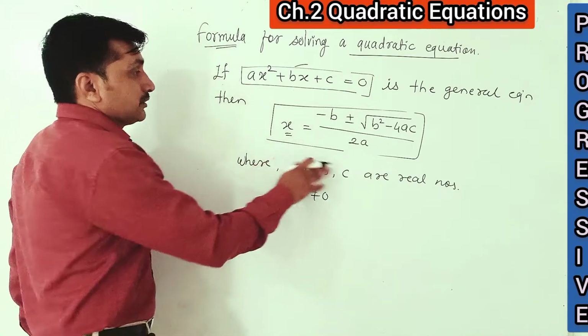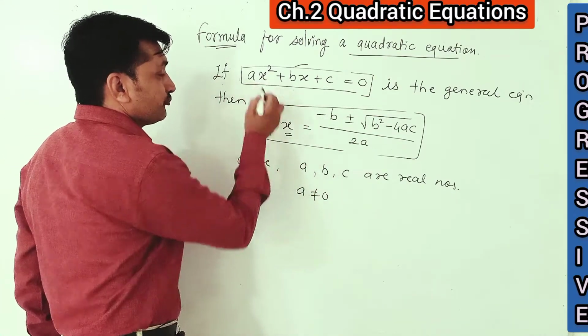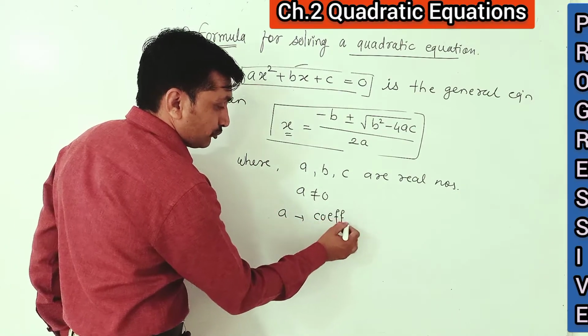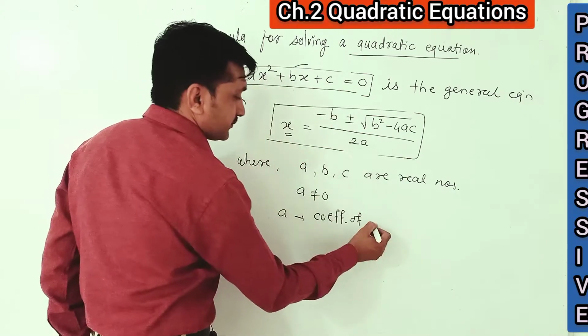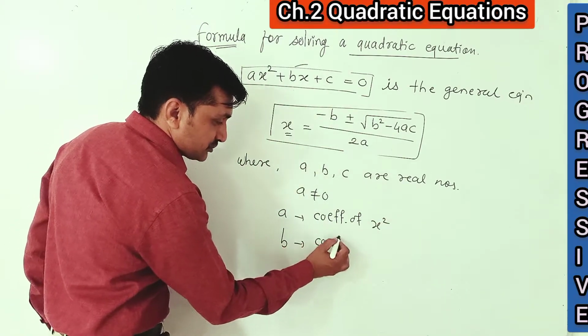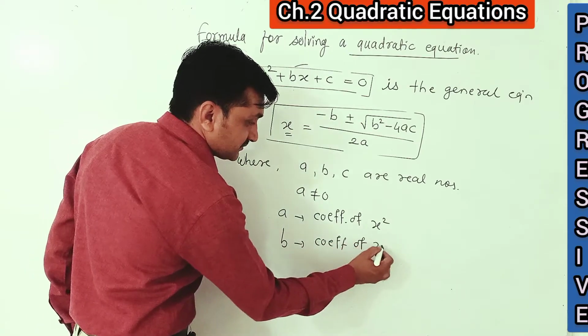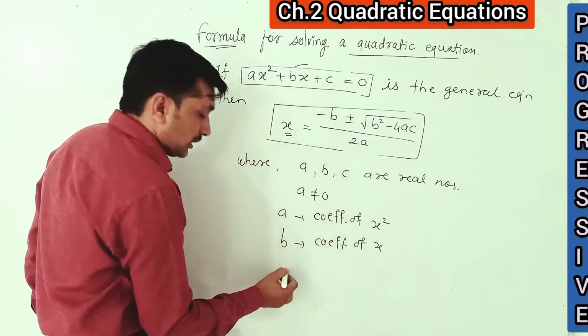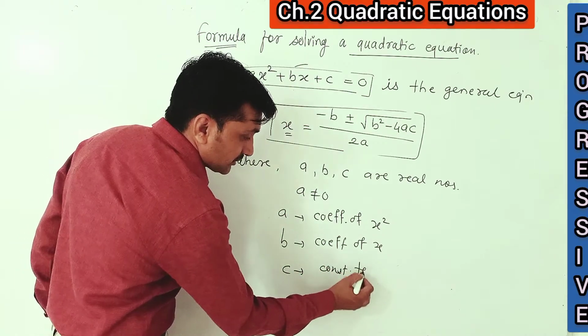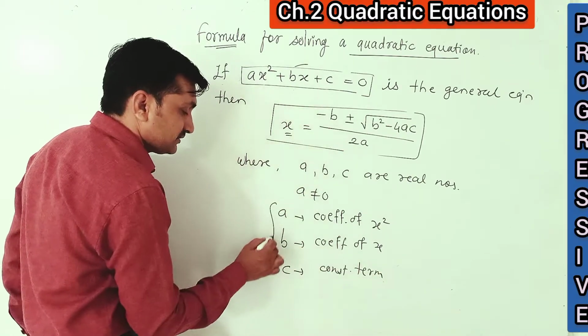A is the coefficient of the first term. What is A? A is the coefficient of x square. What is B? B is the coefficient of x, the second term, and C is the constant term, meaning the last term. In this way, these are abc.